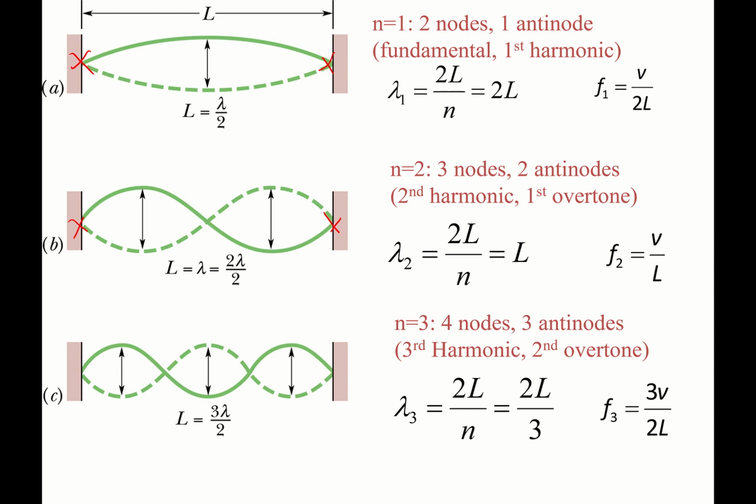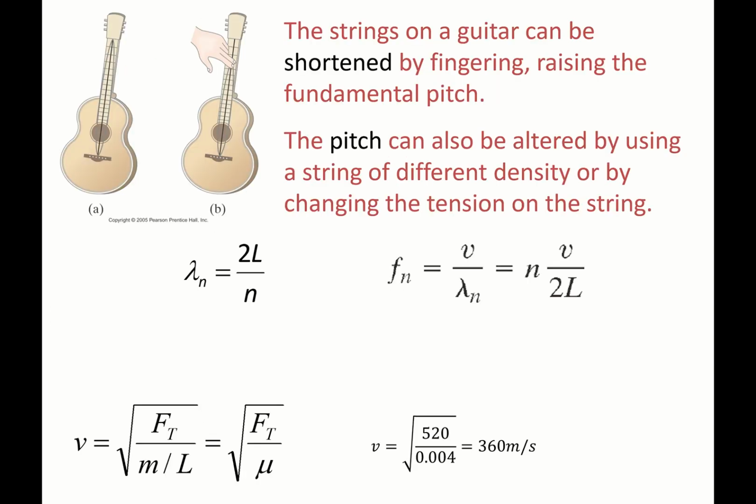And you have the same number of antinodes as N. So N equals 1 has 1 antinode, N equals 2 has 2 antinodes. And you should be able to know that, and you should be able to sketch a wave. So if I told you sketch the wave for N equals 3, you should be able to sketch it for me on the test. So how do we determine the wave speed?